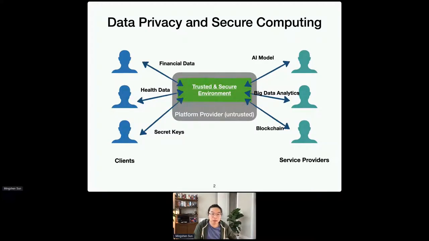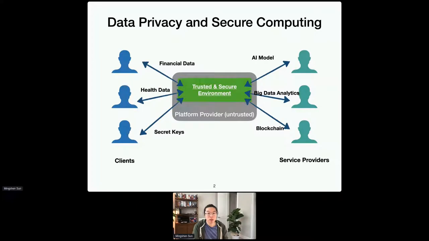We see financial data, health data, AI models, secret keys, anything. They want to exchange such data and compute, say, the intersection of financial data from two different financial entities, or they want to compute DNA genes from healthcare workers or patients. So we are looking at data privacy technology to enable people to exchange data safely or compute on sensitive data safely.